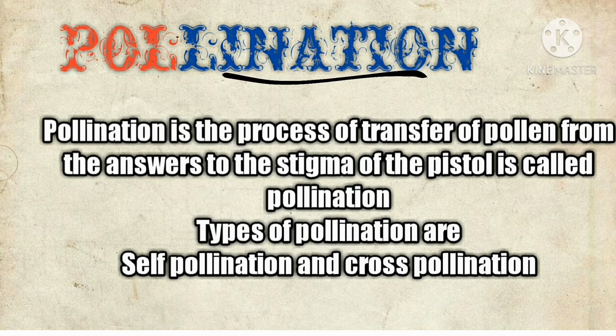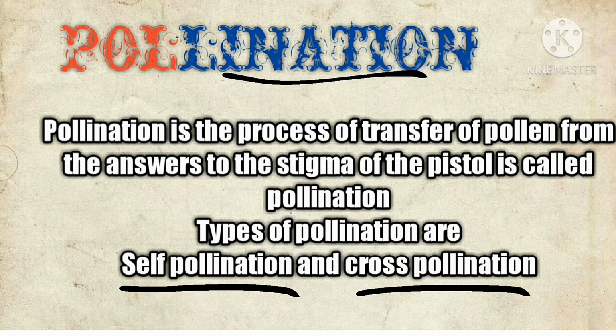Now pollination also has two parts. First is self-pollination and the second one is cross-pollination. What is the meaning of self-pollination? Self-pollination is the process of pollination which is done within one flower only. And cross-pollination is when, suppose by wind, the pollen grains go from one flower's male part to another flower's female part, then that is known as cross-pollination.